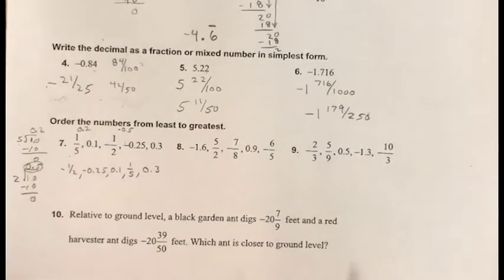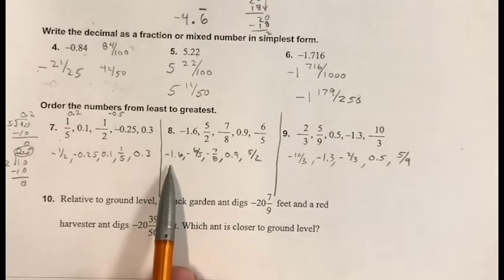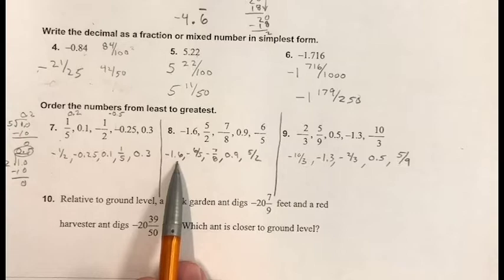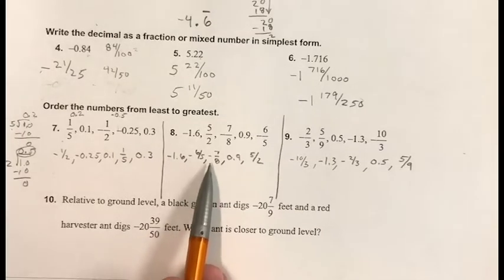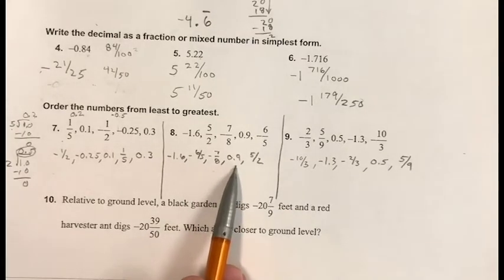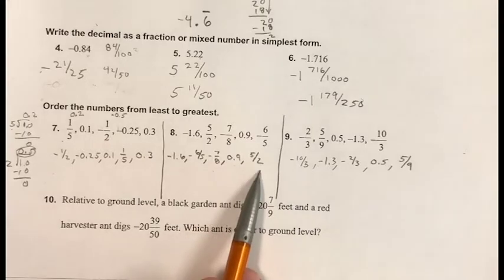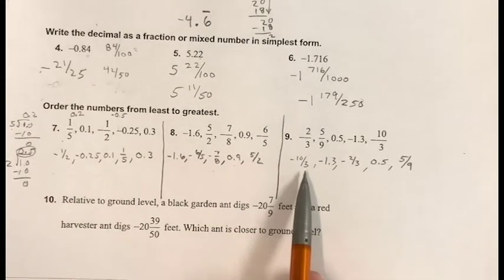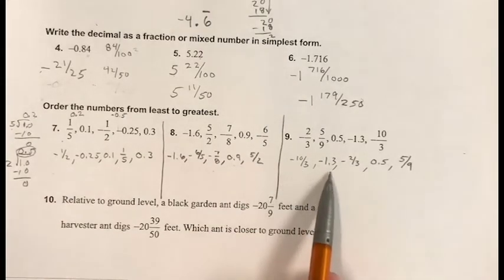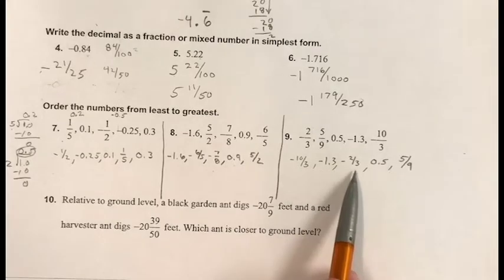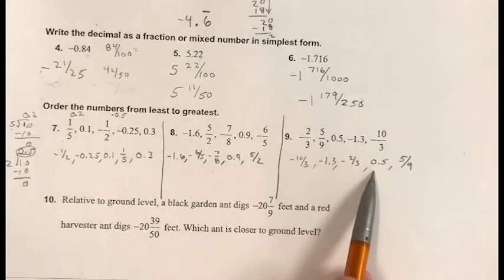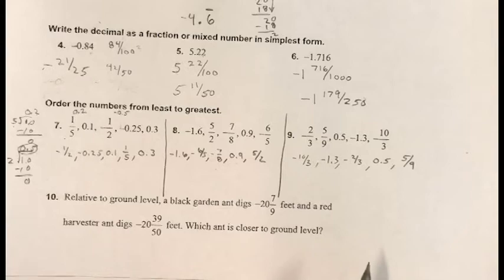Why don't you try 8 and 9 on your own? For 8, you should have gotten -1.6, -6/5, -7/8, 0.9, and 5/2. Then for 9, you should have gotten -10/3, -1.3, -2/3, 0.5, and 5/9.